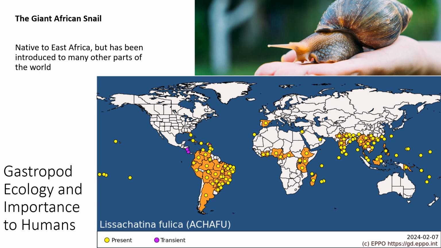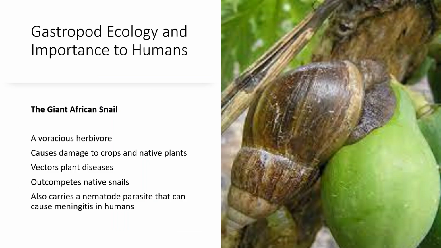This monster of a snail, the giant African snail, is a crop pest that has become invasive in many parts of the world. It's originally from Africa, but has spread to much of South America and many parts of Asia. And you can imagine a snail this big can do some serious damage. It's a voracious herbivore that can eat or destroy a lot of a crop once it's present.